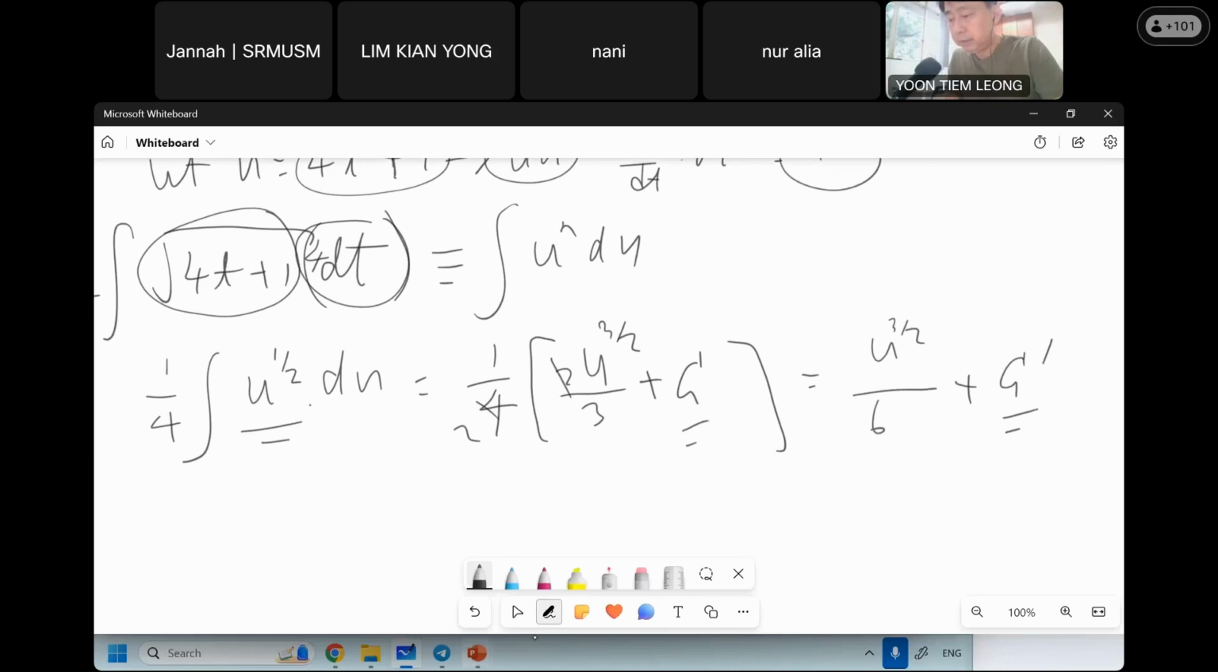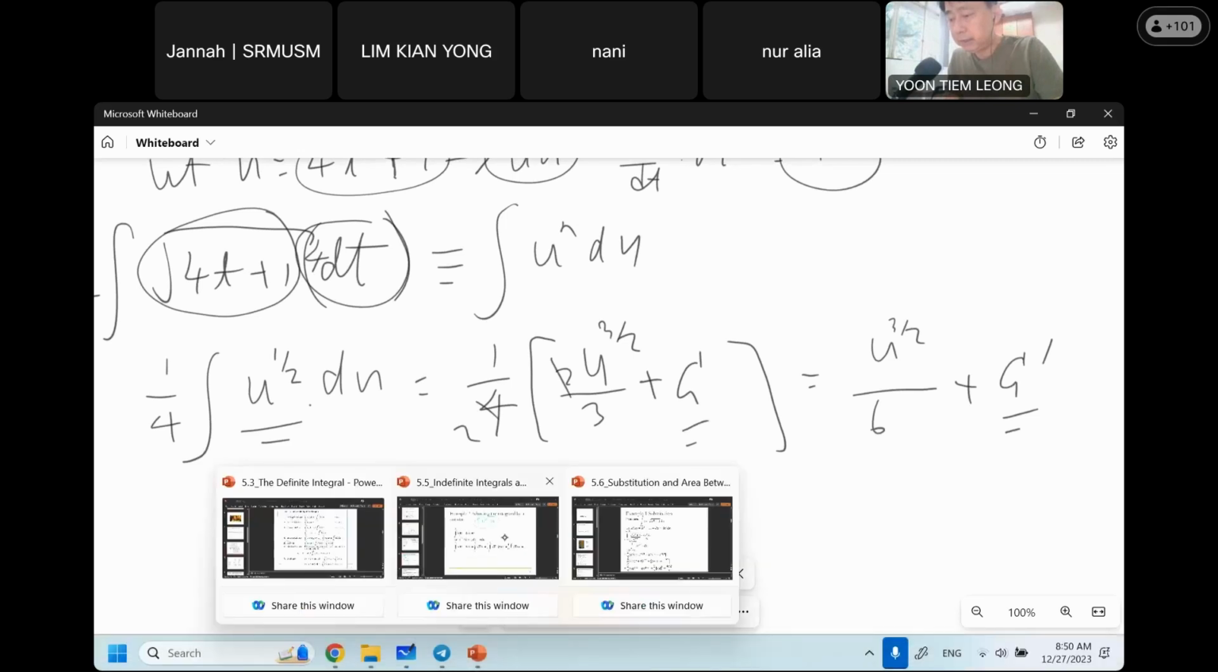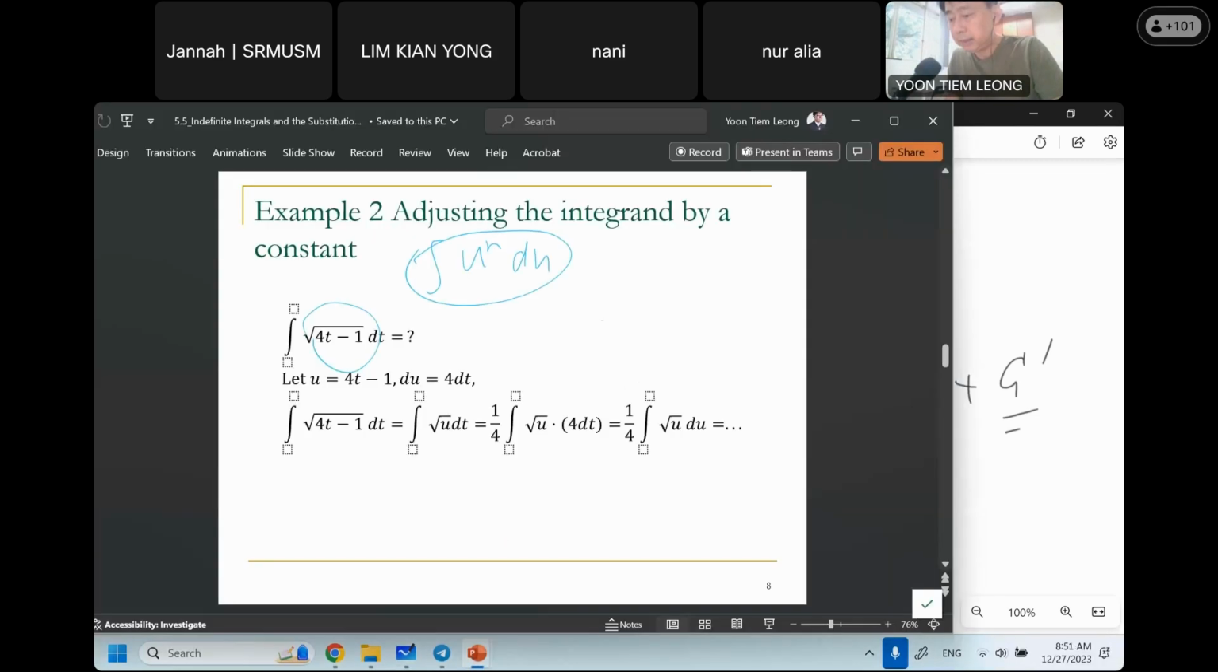So that is another example of turning the integrations into the form of u to the power n and du. Okay, so that is actually quite simple. So next time when you see any integration, the first thing you should always try is to find a substitution rule of u and see if you can transform the integration into the form of u to the power n du.